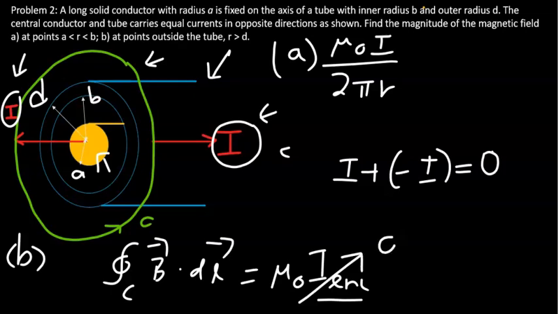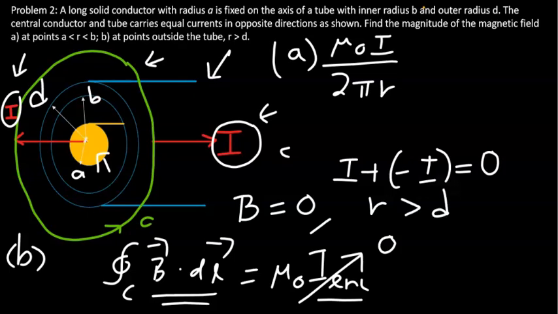So the current enclosed term is 0. That means there is no magnetic field. So the magnetic field is 0 at all points outside the system.